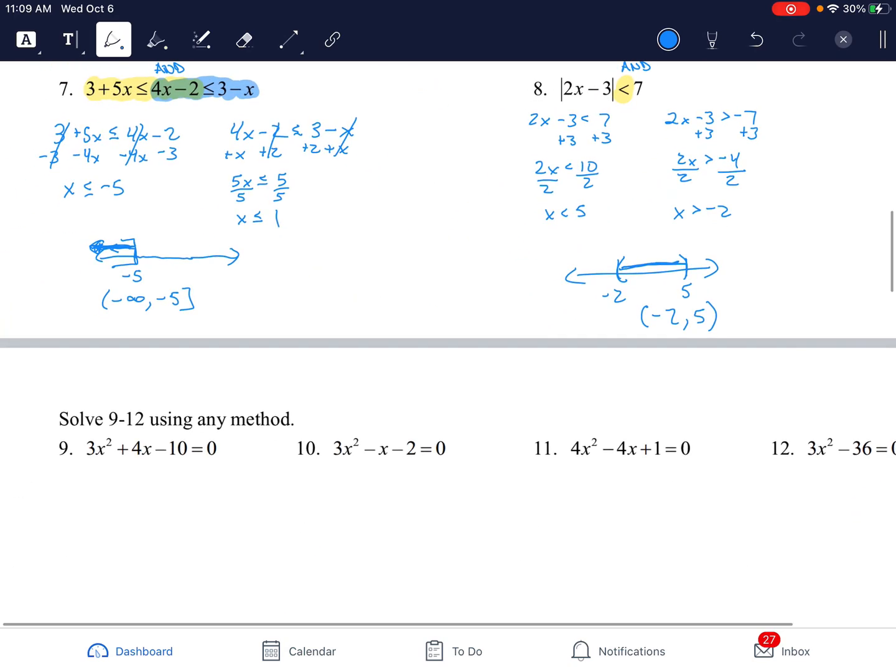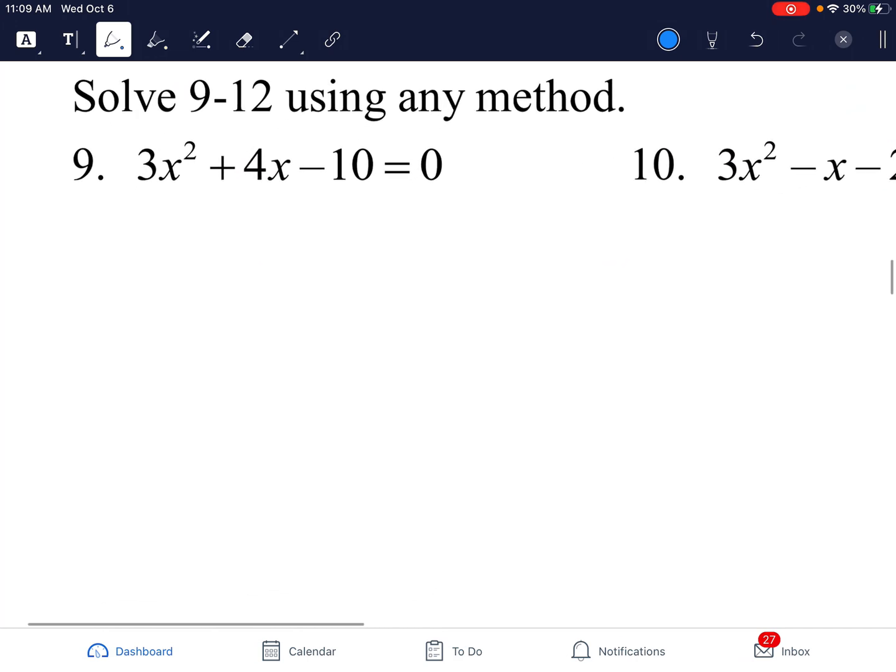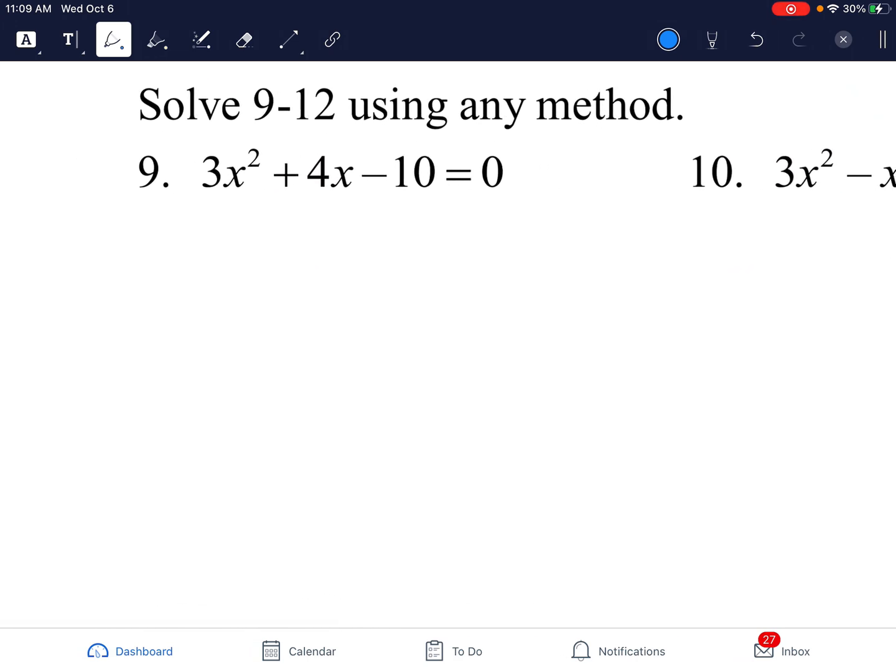Okay, moving on. We're going to solve some quadratics. You can use any method you want. I'm going to show you the method that I would recommend to use for each one of these. I haven't done these in over a year, so I'm just going to guess what I think is correct based on my experience.